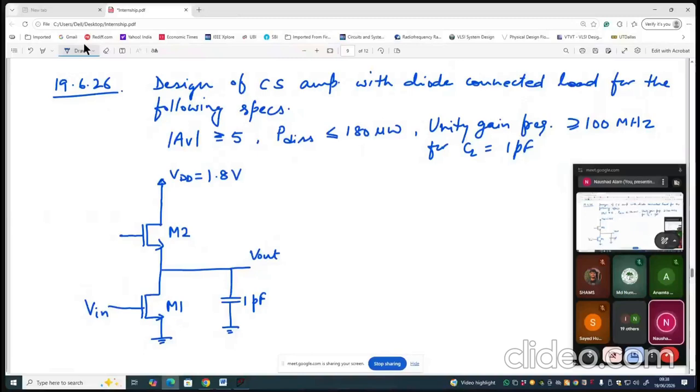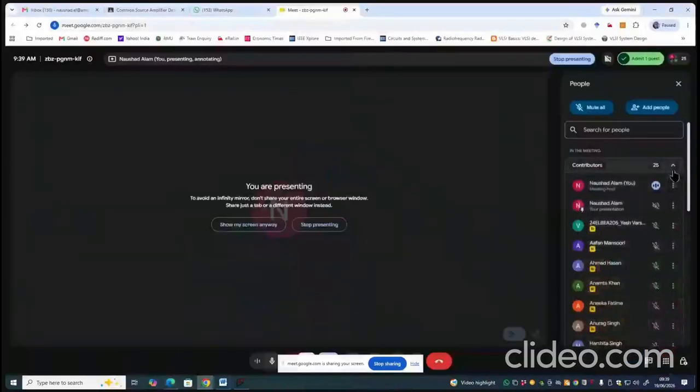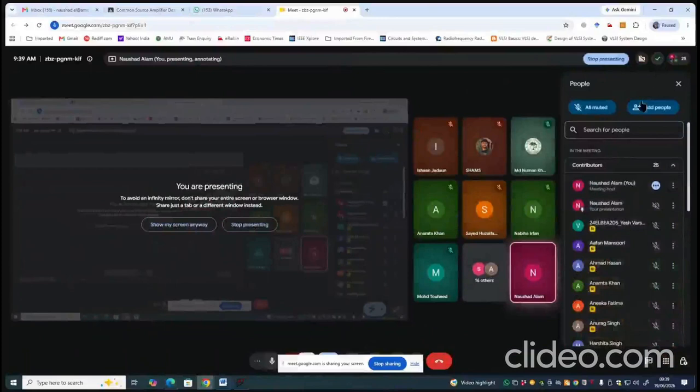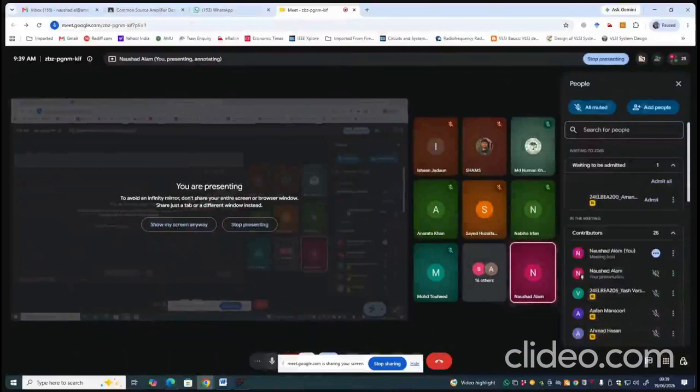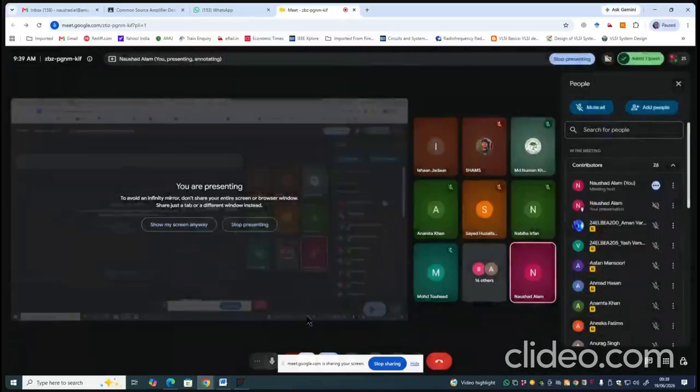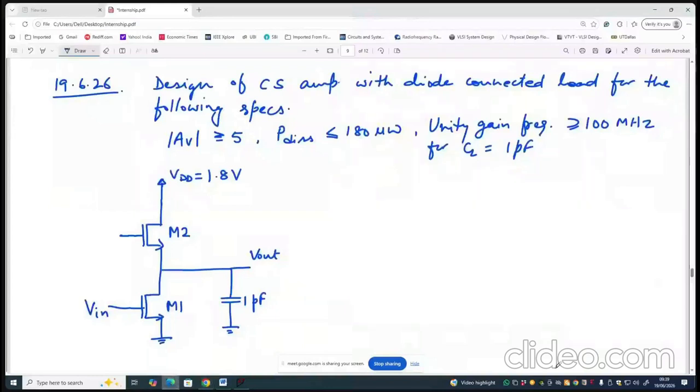Anybody any idea? How do we connect a MOSFET to realize a diode? Where shall I connect the gate of the MOSFET? To its drain, right? So yes, that's correct. We shall connect it to the drain. Okay, right. So this forms the diode connected MOSFET.